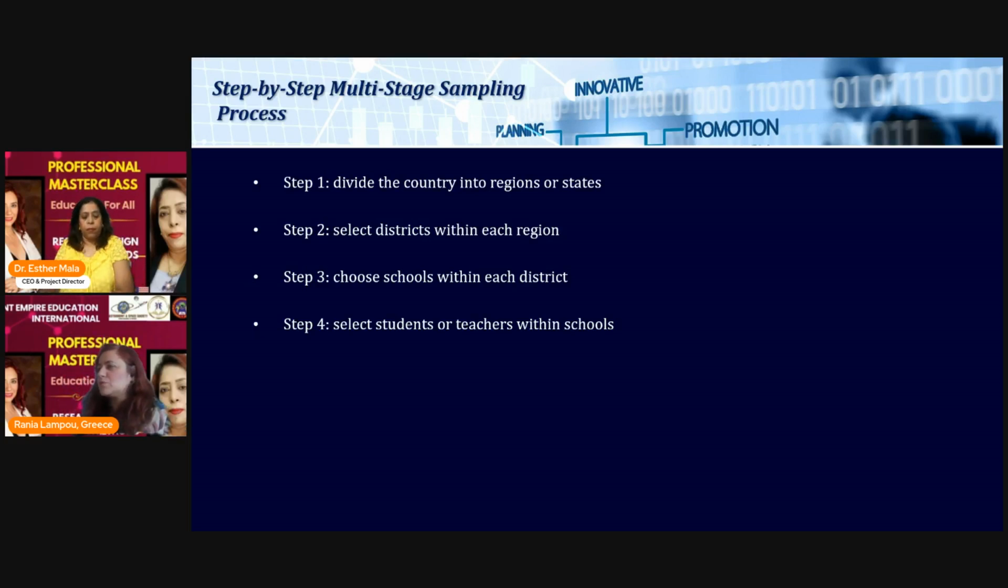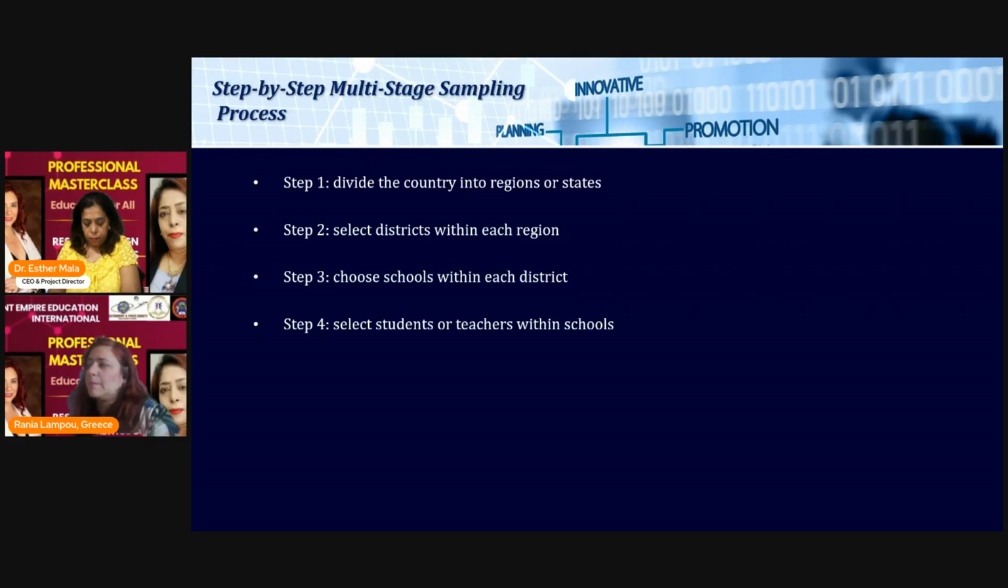Third step, we choose schools within each district. From each chosen district, we create a list of schools, public and private. We use stratified or random sampling to select schools from different types and levels, primary and secondary. The goal at this stage is to represent the different school types and education levels. Finally, we select students or teachers within schools. In each selected school, we randomly select students or teachers to participate in surveys, interviews, or assessments. Our goal here is to collect direct, diverse data on educational experiences and teaching quality.